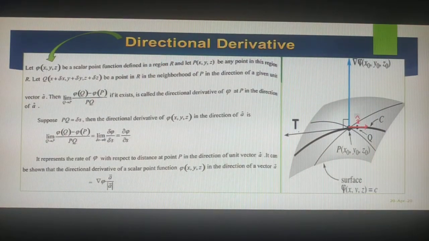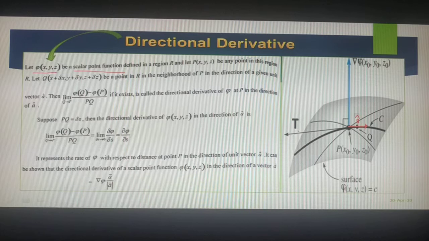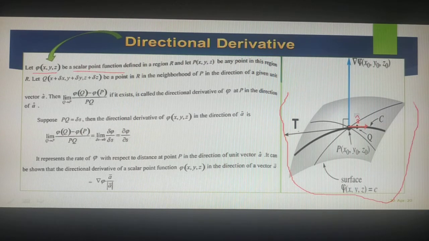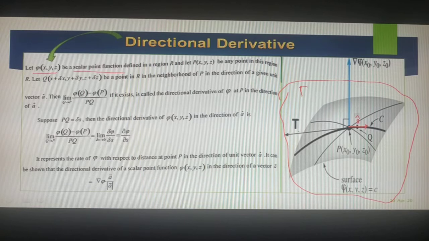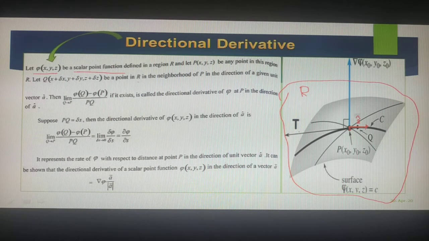We will try to define this directional derivative in a mathematical way. So I am taking some phi of x, y, z, which is a scalar point function. Earlier we defined it. So this is our region. In this particular region R, we define the scalar point function, and let P be any point in this region. So this is your point P, and let Q be another point in the neighborhood of P.